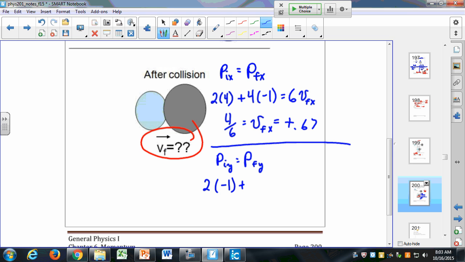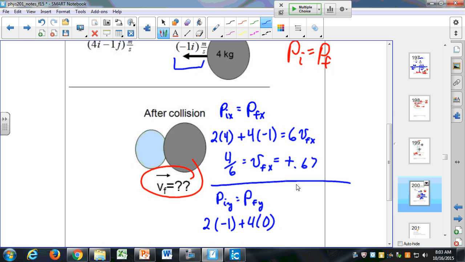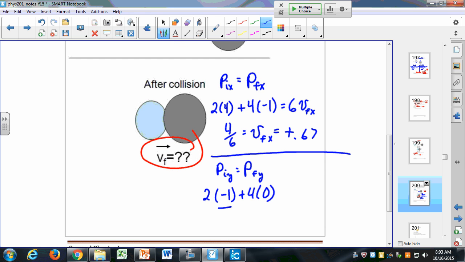Careful on this next part. What is my y component of the momentum for the second particle? It is 0, because that second particle is not moving in the y direction. So this is 4 times 0, again because this particle right here only has an x component. Notice this is the y component of the first particle, or the velocity.